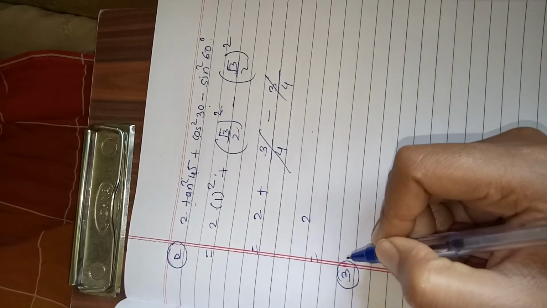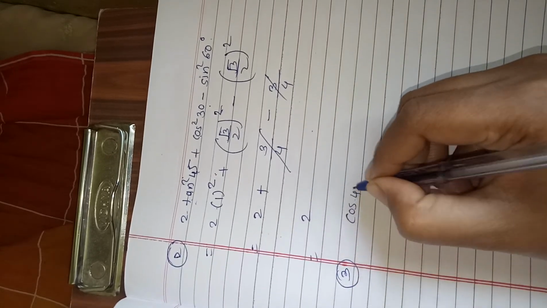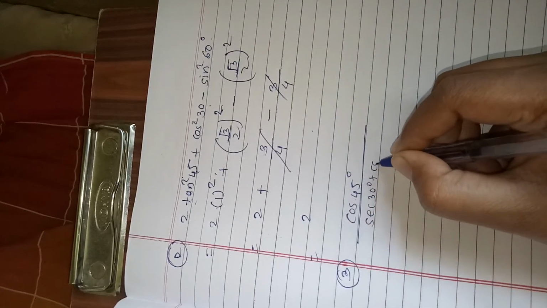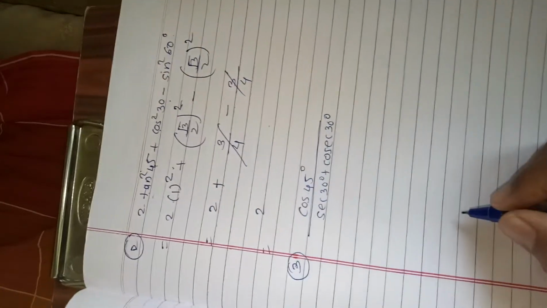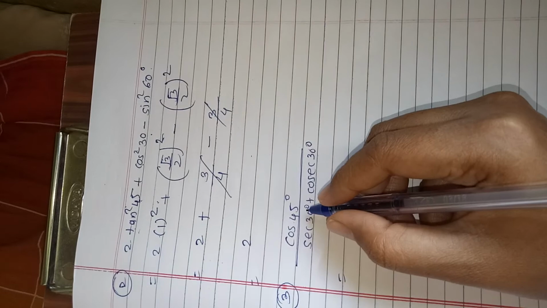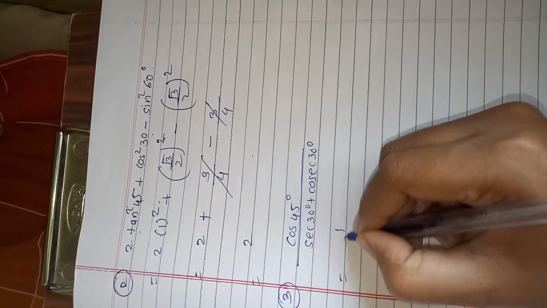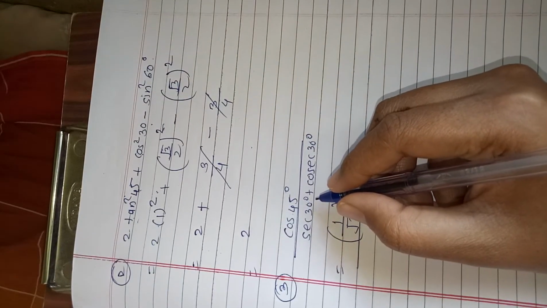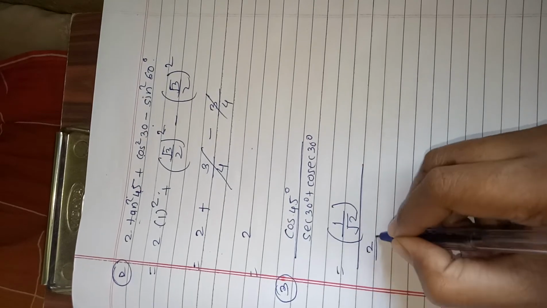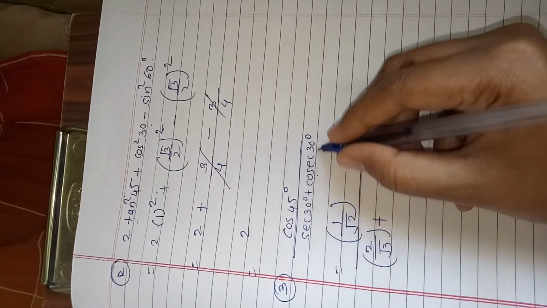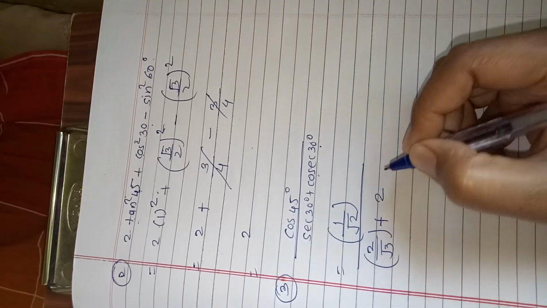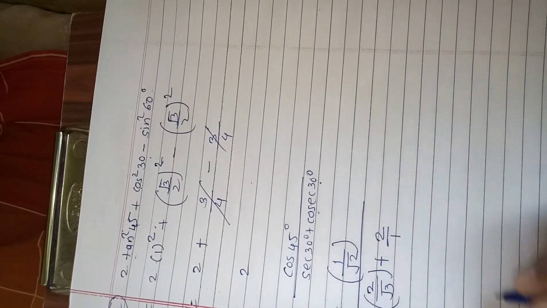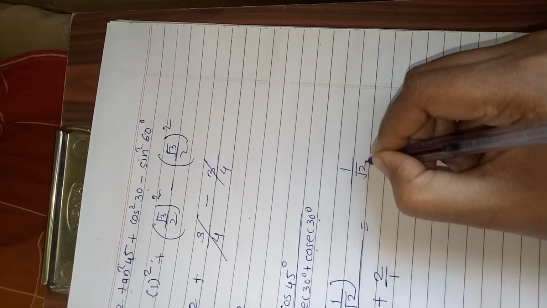Next, question number 3. Question number 3 is cos 45 degree divided by sec 30 degree plus cosec 30 degree. So cos 45 is 1 upon root 2, divided by sec 30 degrees, which is 2 upon root 3, plus cosec 30 degree is 2. Cosec 30 degree is 2. Here the denominator is 1, so we keep 1 upon root 2 as it is.